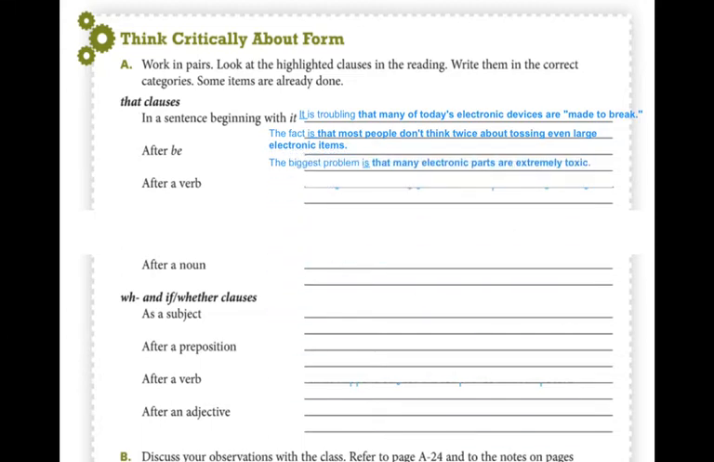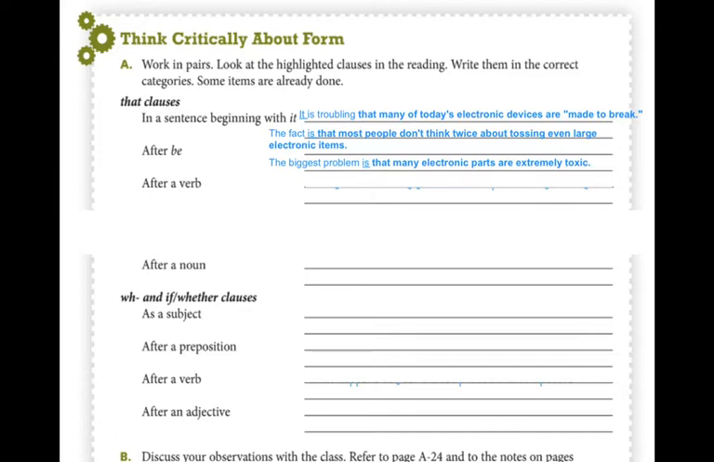The biggest problem is that many electronic parts are extremely toxic. Subject problem, verb is, and then again we have a complement that in this case is a noun clause, that many electronic parts, subject, are, verb, toxic, adjective complement. Extremely, adverb, modifies the adjective toxic. The biggest problem is that many electronic parts are extremely toxic.